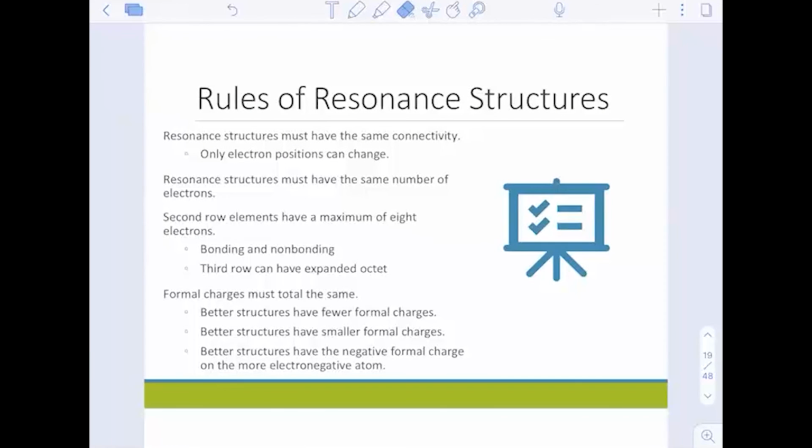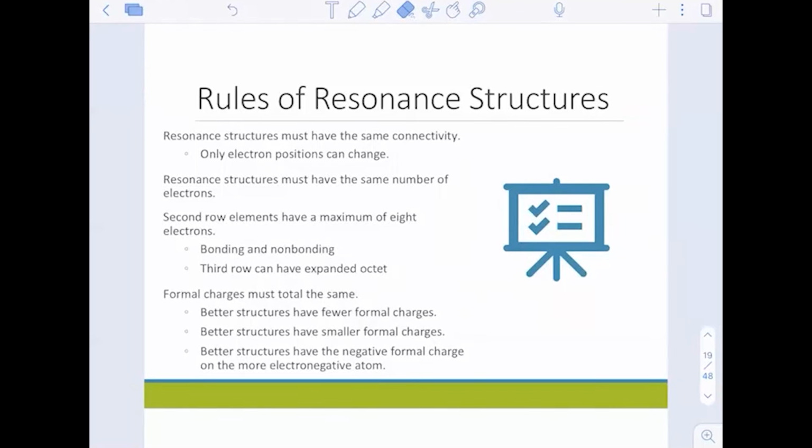Now, resonance structures have the same connectivity, meaning the same atoms are connected. The only difference is that single or double bonds or lone pair counts can change. Resonance structures must have the same number of electrons. Second row elements have that maximum of the octet rule. Third row elements can have expanded octets. Formal charges must total to be the same. Now, if the resonance structures have the same formal charges, then we just call them equal formal charge or resonance structures. And we'll see that with SO4 -2.